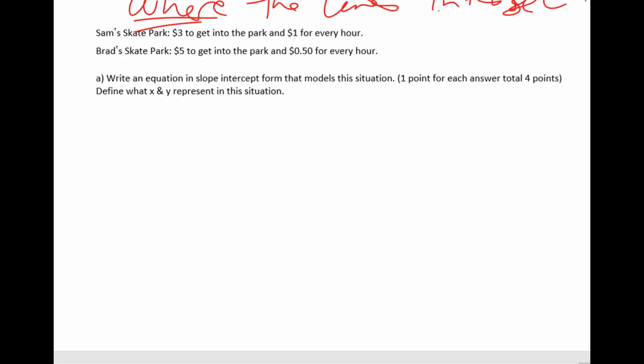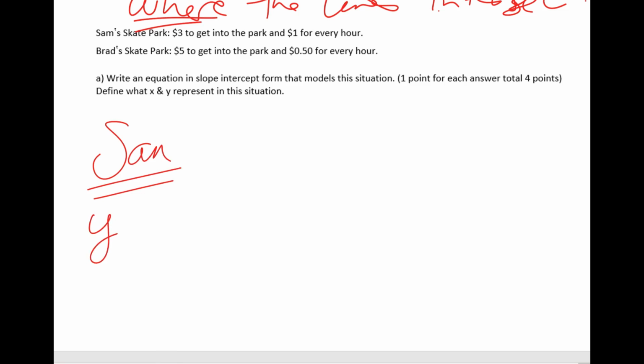Sam's Skate Park is $3 to get into the park and $1 every hour. Brad's Skate Park is $5 to get into the park and 50 cents every hour. Write an equation in slope-intercept form that models the situation. Define x and y. We're going to skip defining it because I want to get this video done in 20 minutes. So for Sam, if I want to write in slope-intercept form, it will be y.